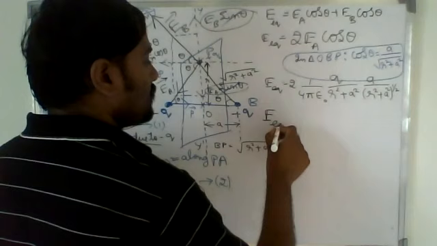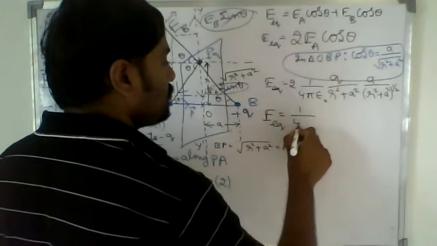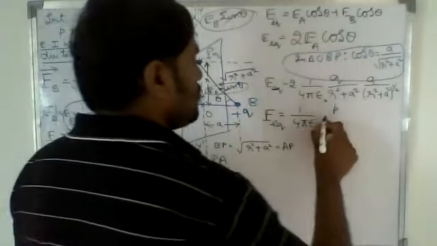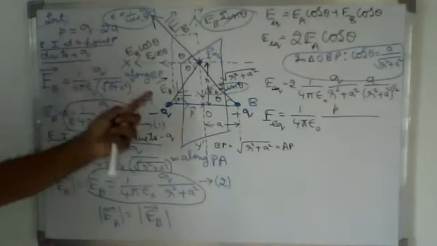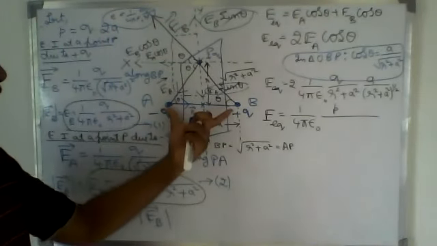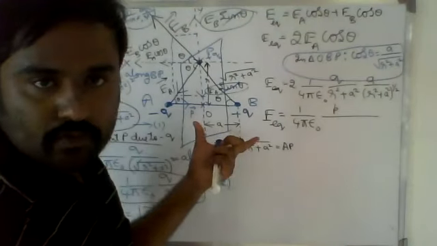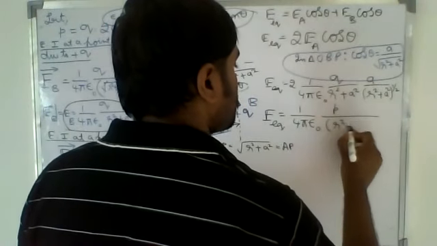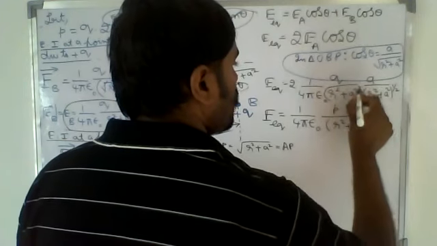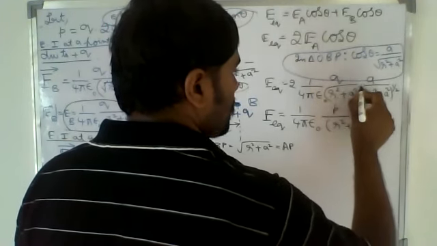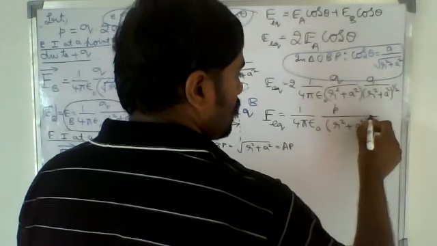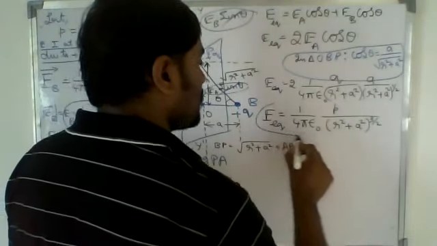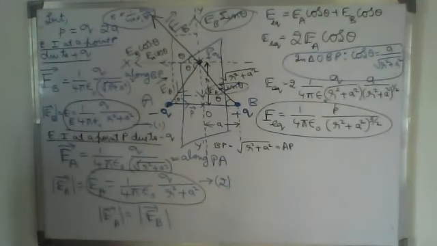So the electric intensity at a point on the equatorial line is equal to 1 divided by 4 pi epsilon naught, Q into 2A, that is P. P is Q into 2A, the product of the magnitude of one of the charges forming the electric dipole and the dipole length, the separation between the two equal and opposite charges. That is the electric dipole moment, P. So divided by (R square plus A square) power 1 plus 1 by 2, that is 3 by 2. So this is the expression for electric intensity at a point on the equatorial line.